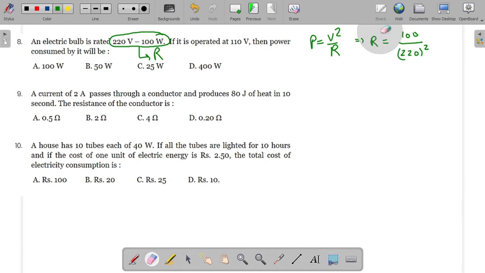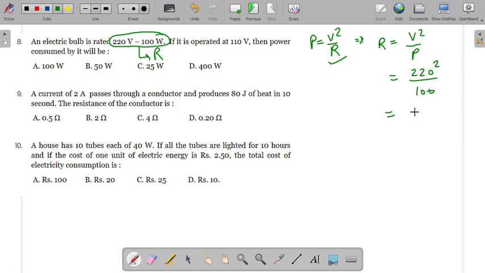Sorry, just a minute. We have to calculate the value of resistance. So resistance R equals V square upon P. So 220 square upon P, that is 100 watt.